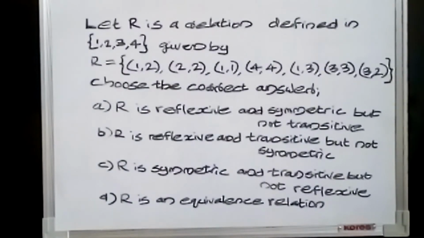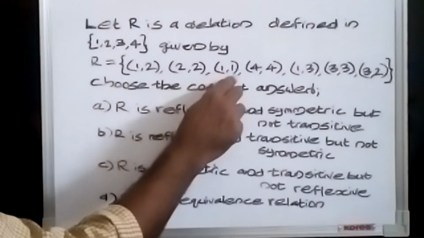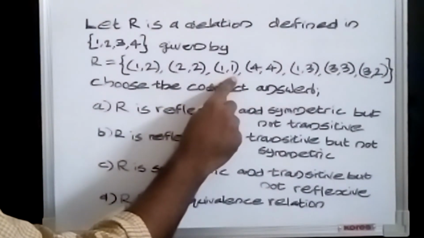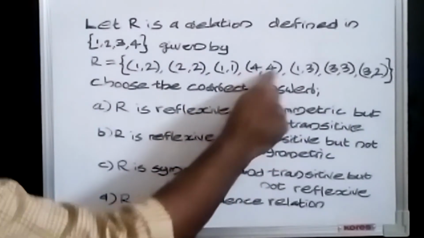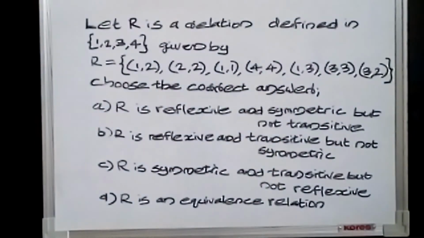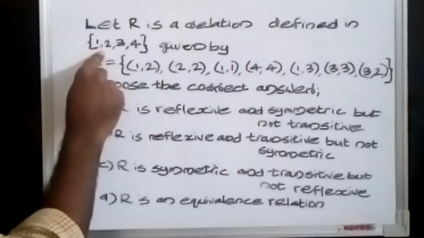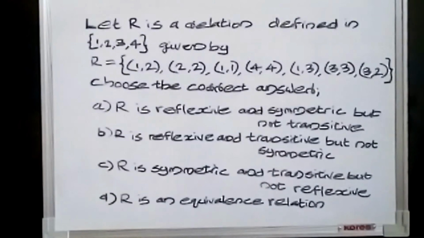Yes, it is reflexive. Therefore, 1 is related to 1. Since 1 is related to 1, 2 is related to 2, 3 is related to 3, and 4 is related to 4, it is a reflexive relation. Each element of the set is related to itself. Therefore, it is a reflexive relation. Is it symmetric?